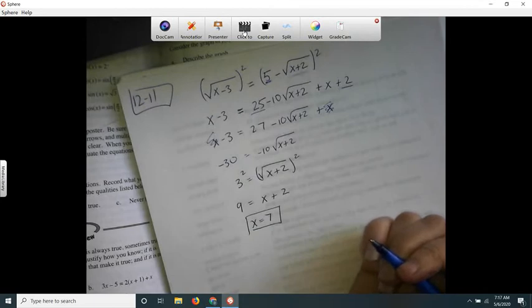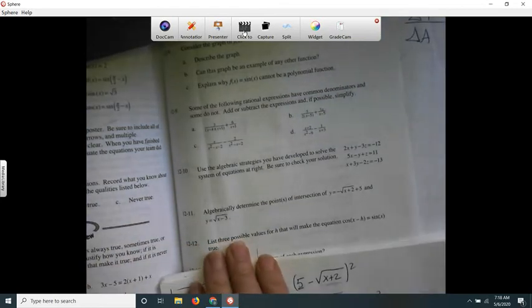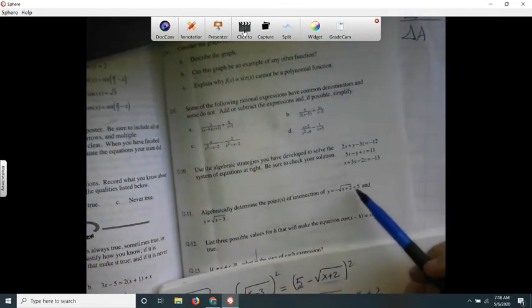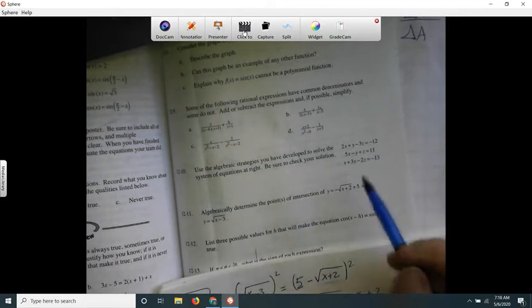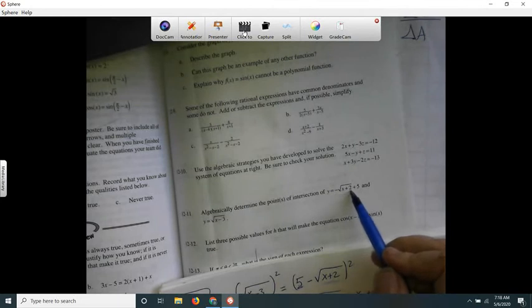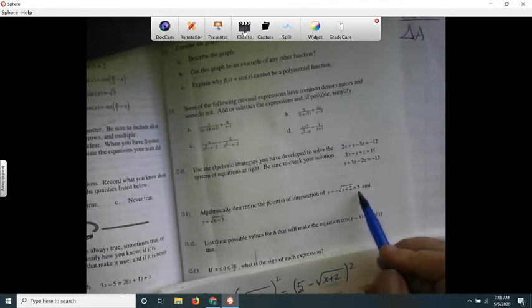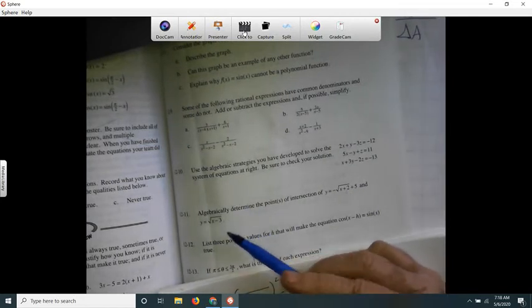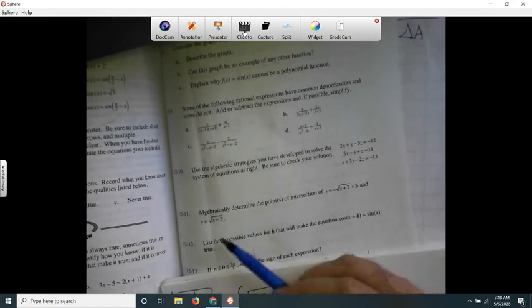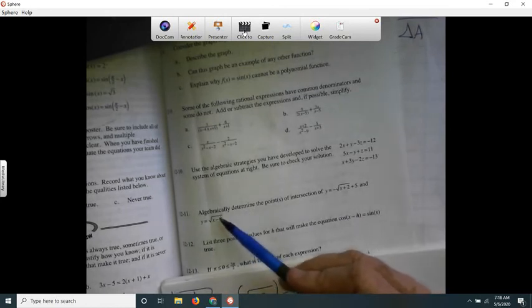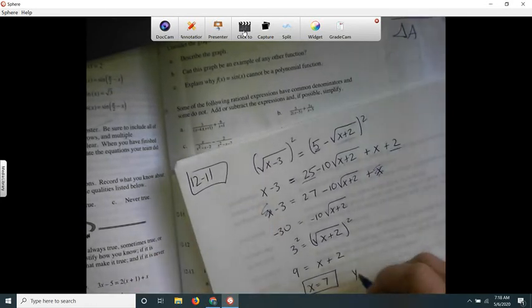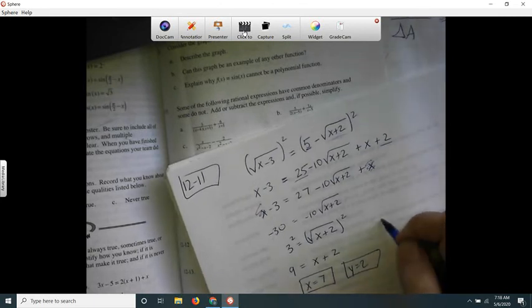And if I plug that in to one of the original equations, well, actually I need to plug it in everywhere to make sure that it's really a solution. So 7 plus 2 is 9, and the square root of 9 is 3, and it's negative. So negative 3 plus 5 is 2. So let's make sure that this is also 2. 7 minus 3 is 4, and the square root of 4 is 2. So y equals 2. So I'm going to say that my answer is (7, 2).